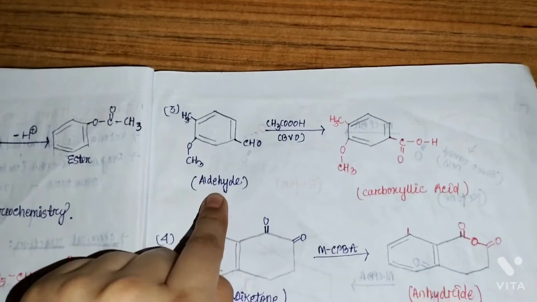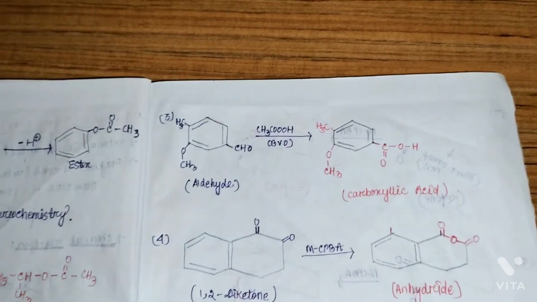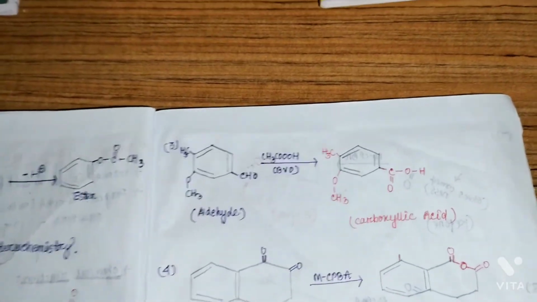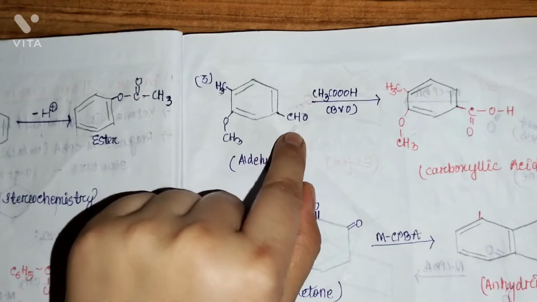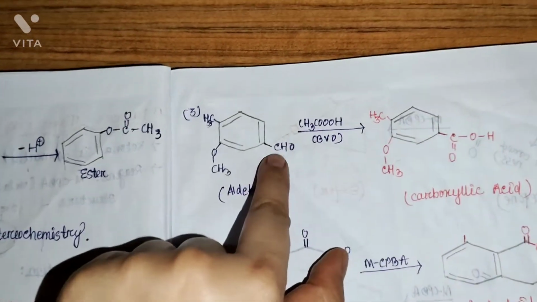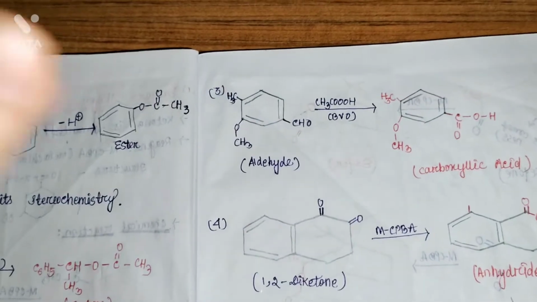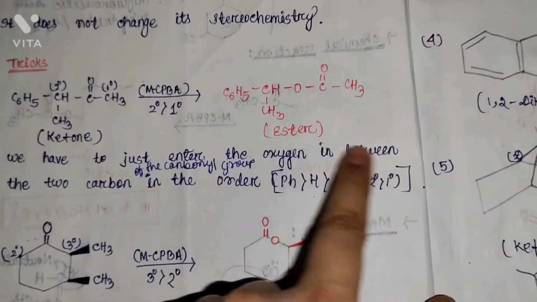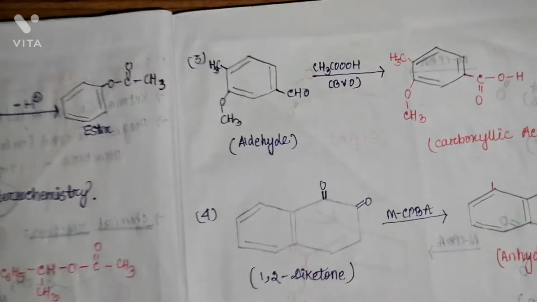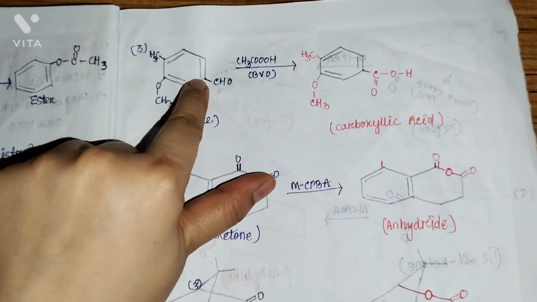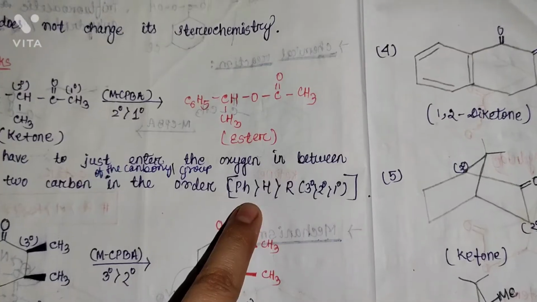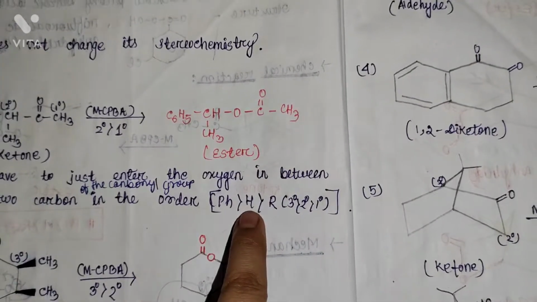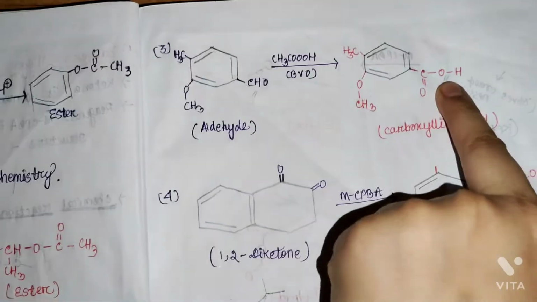Here this is an aldehyde group. When it reacts with metachloroperoxybenzoic acid or acetic anhydride or H2O2, it will give a carboxylic acid. So this is the C double bond O H group. The oxygen will attach according to the migratory aptitude. So this side is a 2 degree carbon and the right side is a hydrogen. According to the migratory aptitude, the hydrogen comes first, so the oxygen will attach to the hydrogen.